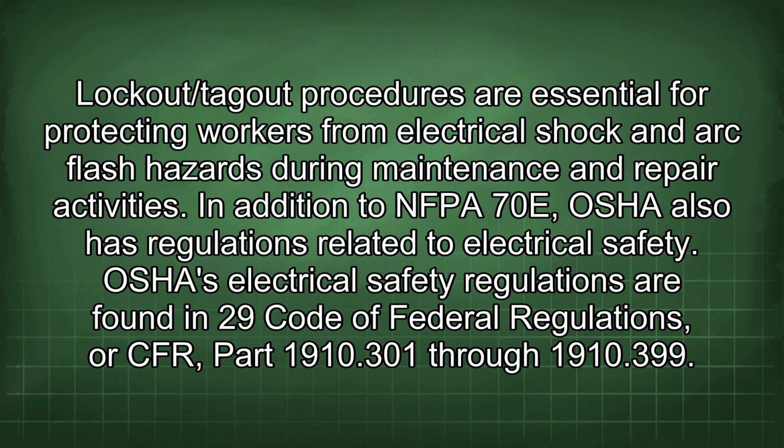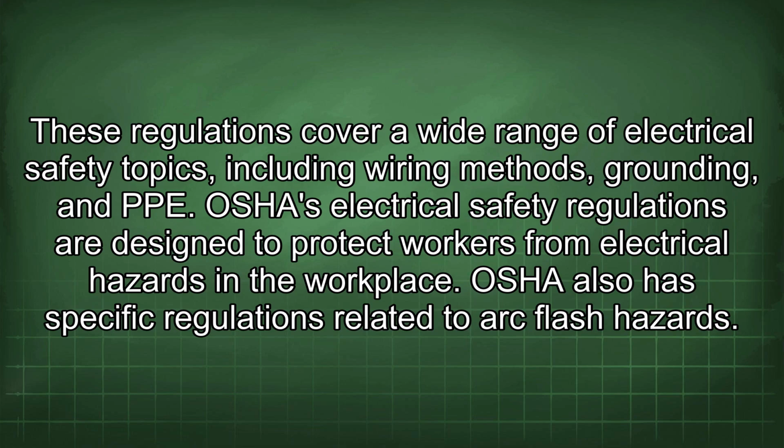In addition to NFPA 70E, OSHA also has regulations related to electrical safety. OSHA's electrical safety regulations are found in 29 Code of Federal Regulations, or CFR, Part 1910.301 through 1910.399. These regulations cover a wide range of electrical safety topics, including wiring methods, grounding, and PPE. OSHA's electrical safety regulations are designed to protect workers from electrical hazards in the workplace.